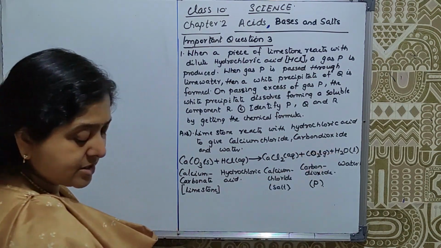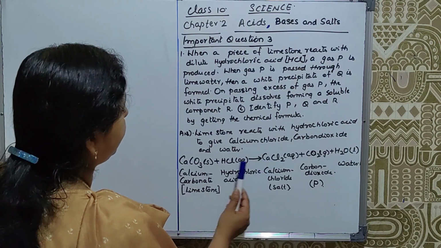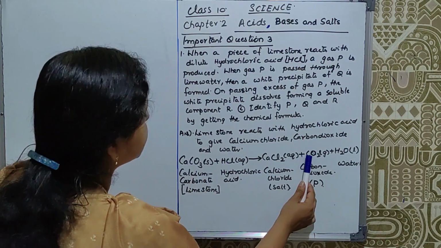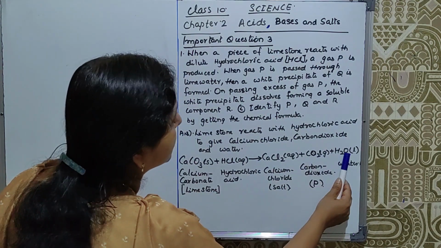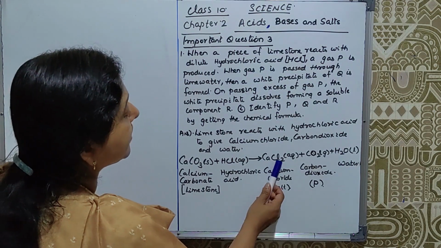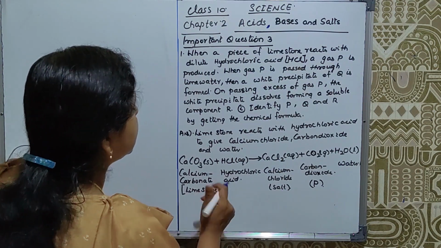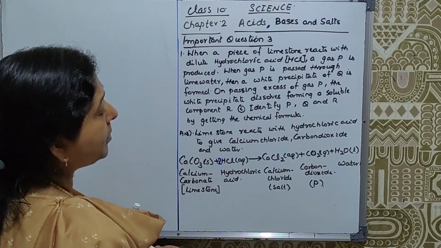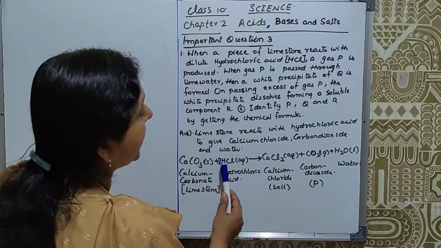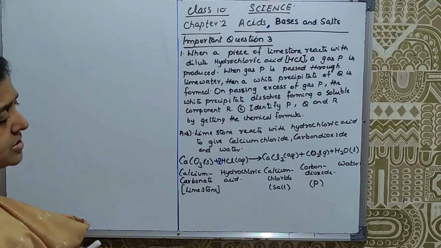Now, we have to balance the equation. Calcium carbonate: calcium is one time, carbon also one time. Oxygen 3 times on the left side, and on the right side also 2 plus 1, 3. So chlorine we have to balance. Chlorine is present only 2 times on the right side, so it will be 2 HCl. So how many hydrogens are there now? 2 hydrogens on the left side, 2 hydrogens on the right side. Now it is a balanced equation.